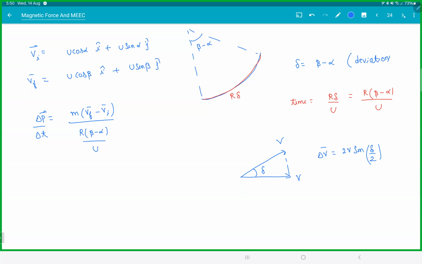Remember, that's a standard question in vectors also. If you remember, a particle is going in a circle and rotates by an angle of 60 degrees. Find the change in speed. Find the average speed or average velocity, the magnitude of average velocity. That is the thing. So this turns out to be 2mu sin(delta/2) by r delta. I will leave it there. The radius value is mv by qB.